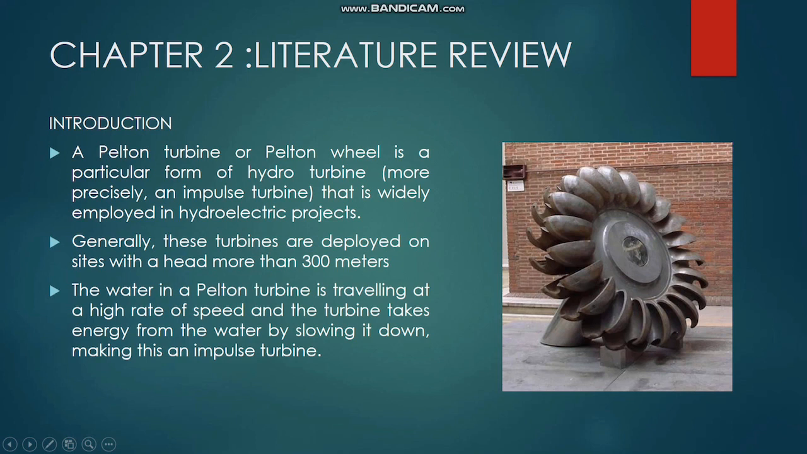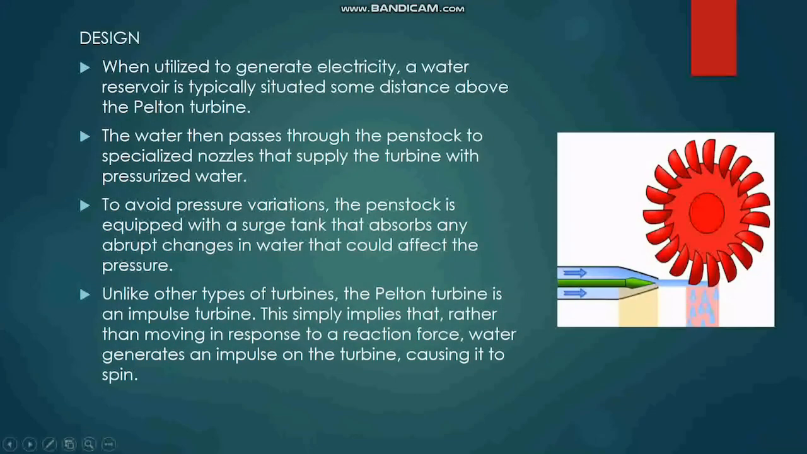Generally, these turbines are deployed on a site with a head of more than 300 meters. The water in a Pelton turbine is traveling at a high rate of speed, and the turbine takes energy from the water by slowing it down, making this an impulse turbine. Okay, this is a picture of an example of a Pelton wheel turbine. Next I will talk about the design.